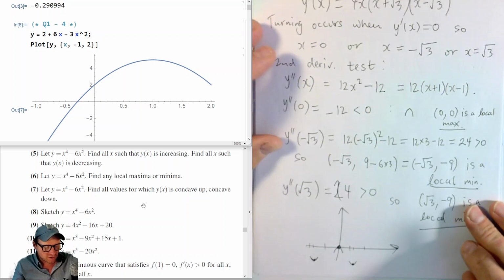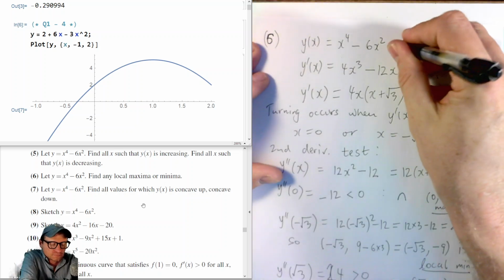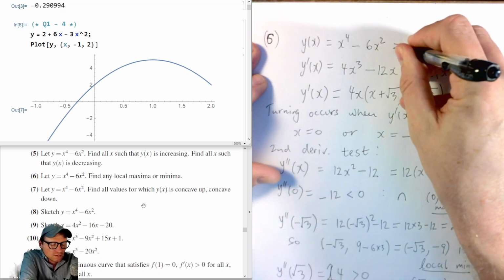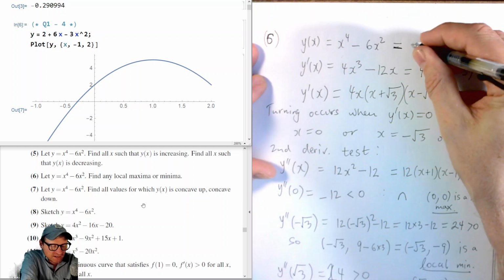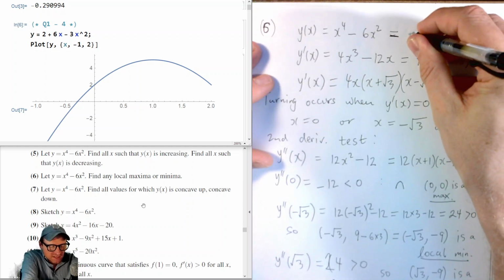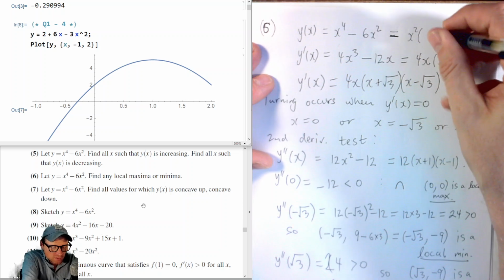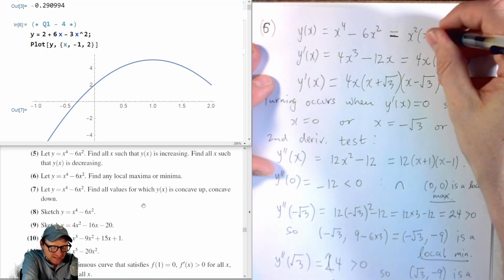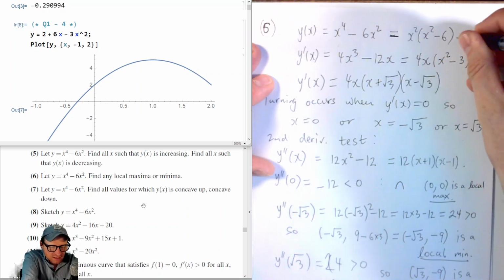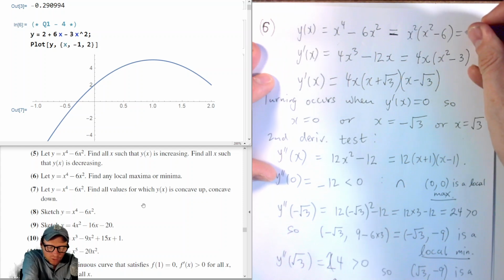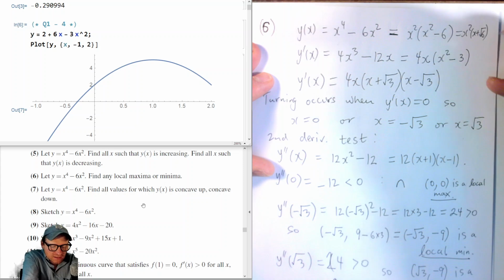Okay, and so we would want to factorize this equation right here, but let's factorize it now. We can pull out a common x squared. Then what remains is x squared minus 6, and so we can factorize this even more. So x squared, x plus root 6, x minus root 6.